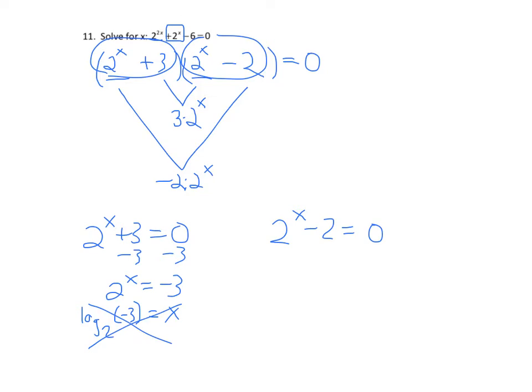So I go to my other equation and I add 2 to both sides, and we get 2 to the x equals 2. And then this one I can actually do without changing it to log form. 2 to what power equals 2? Well, x would have to be 1, because 2 to the first is 2. And that's my answer.